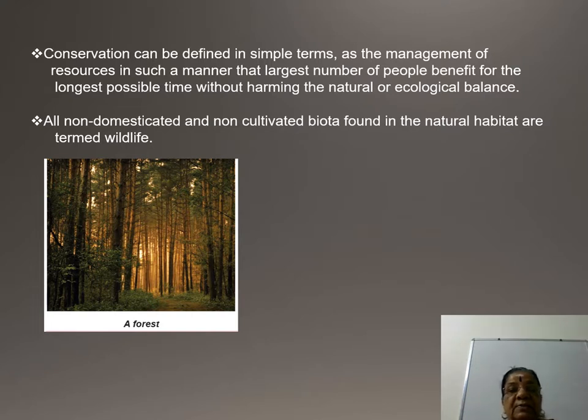Non-domesticated and non-cultivated biota. Non-domesticated means, we said domestic animals, cow, cat, dog, hen, cock, those are domesticated animals, the ones raised at home. All the rest, like lion, tiger, elephant, leopard, grow in the forest. So they are non-domesticated and non-cultivated biota. The big trees growing in the forest are cultivated biota found in natural habitat.